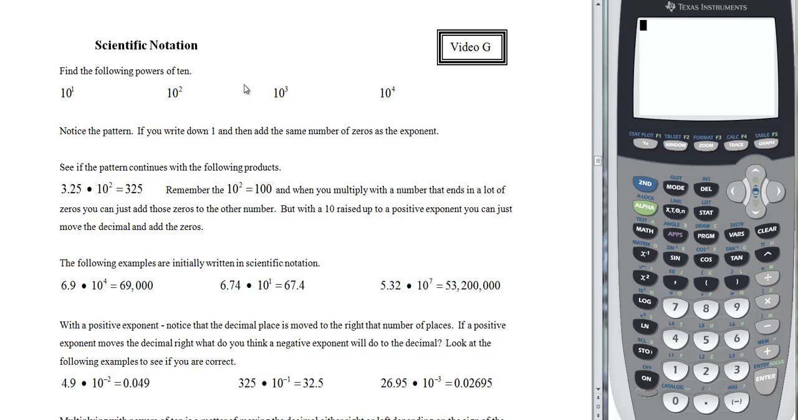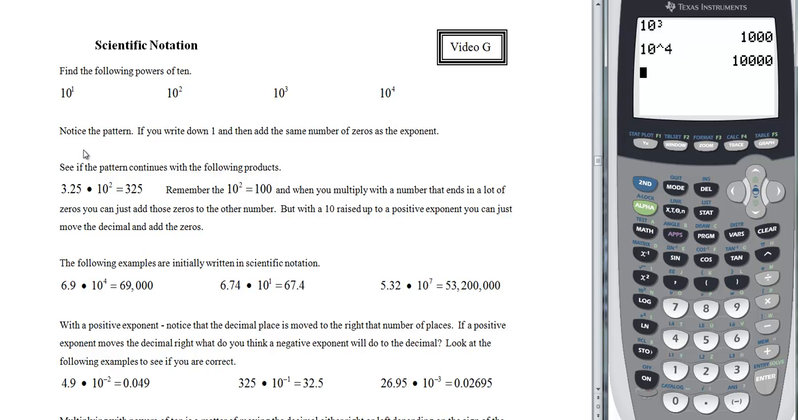Our number system is based on tens, and we have easy ways of writing very large and very small numbers. So, find the following powers of 10. Now, 10 to the first, you should remember, is just 10. 10 squared, you need to write out 100. 10 to the third is 1,000. And 10 to the fourth, here I have to use the caret symbol.